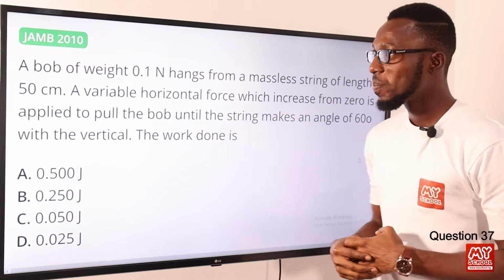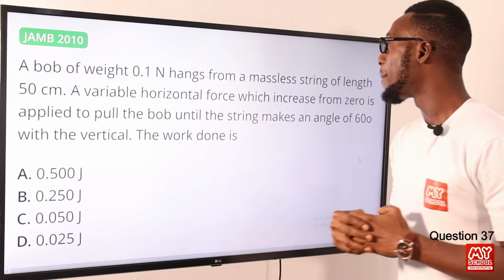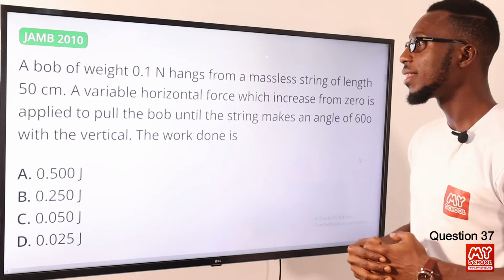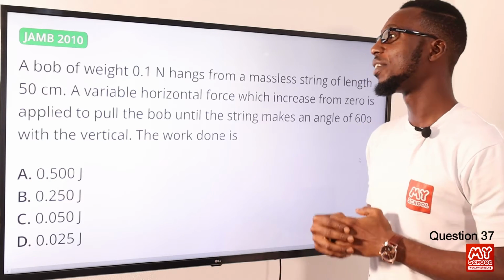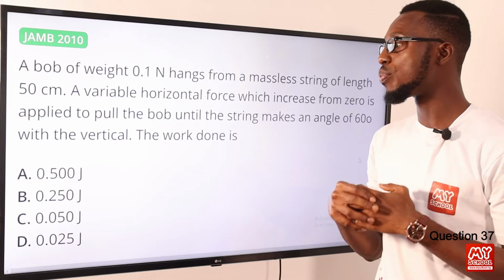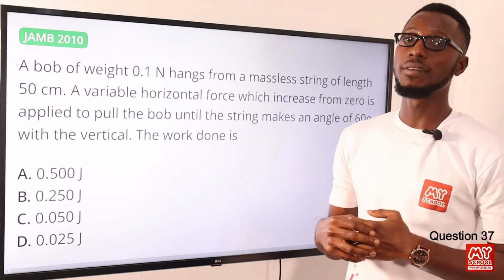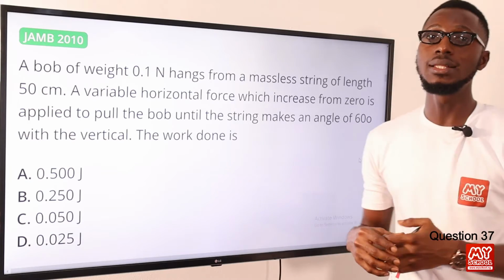Number 37. A bulb of weight 0.1 Newton hangs from a massless string of length 50 centimeter. Now, a variable horizontal force which increases from 0 is applied to pull the bulb until the string makes an angle of 60 degrees with the vertical. So the work done is what?